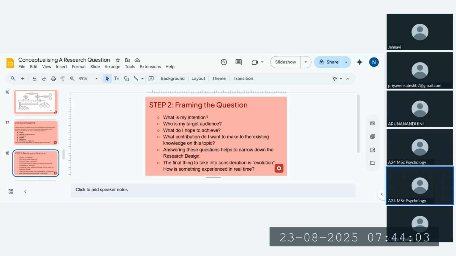The final thing to take into consideration is evolution. We are seeing that social media is impacting adolescent brains, but how is it evolving over time? How has it changed over the last, say, 5 years? That is also something we need to take into account.